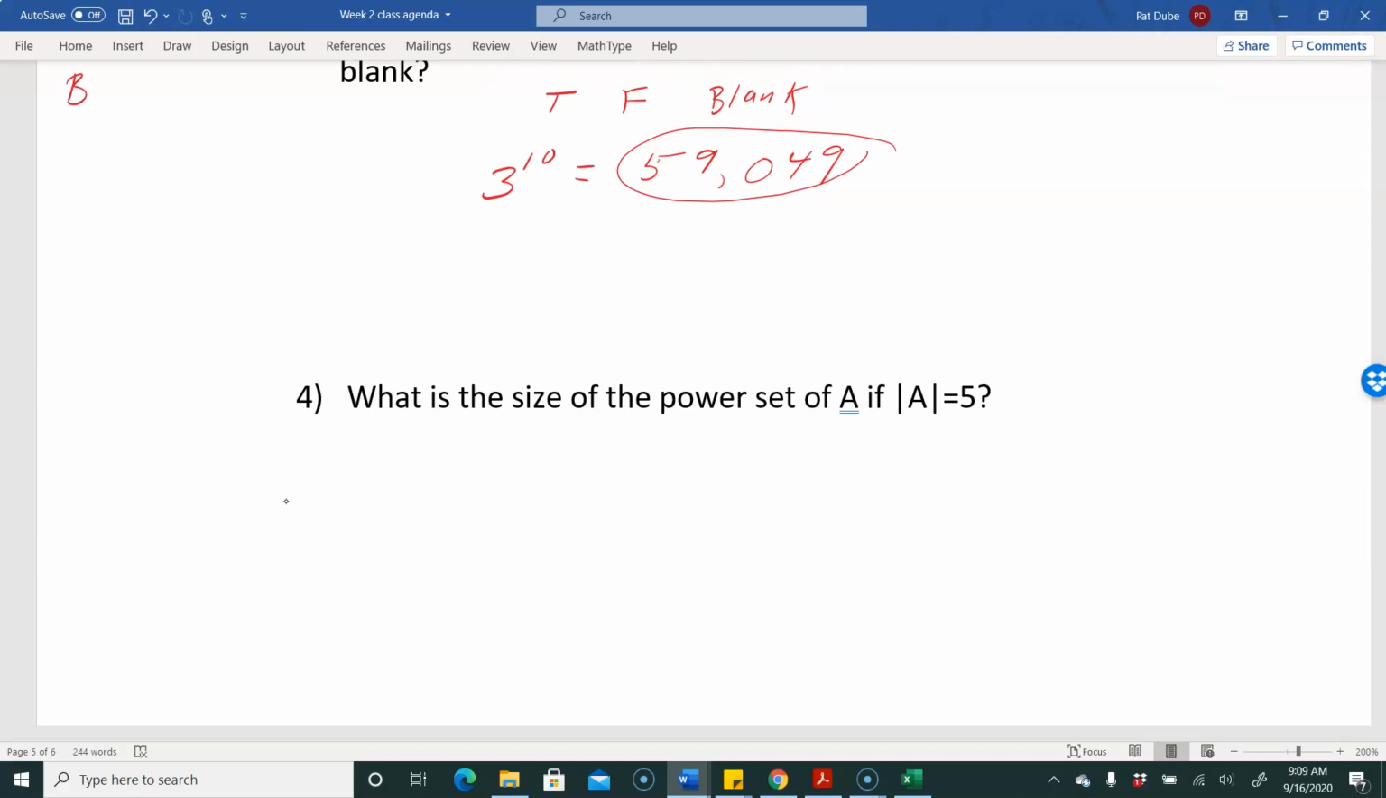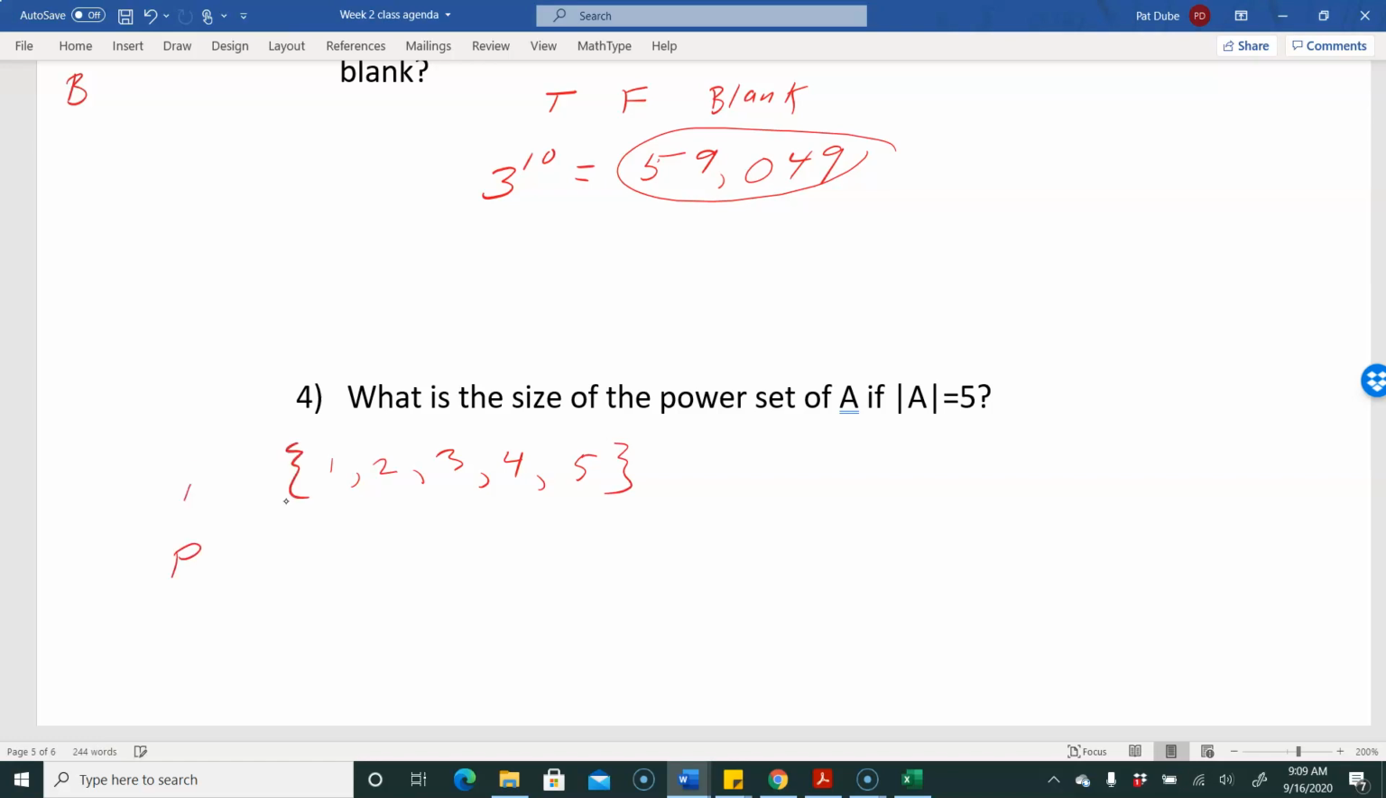So what's the size of the power set of A if A has 5 elements? Remember, the power set is the set of all the subsets. So if the size of A is 5, I want to know how many elements the power set has. Well, I can't really do this out for a set of size 5, because it turns out it's 32. It's a lot of them. But if this is your set, start thinking about how you would write all of the subsets.